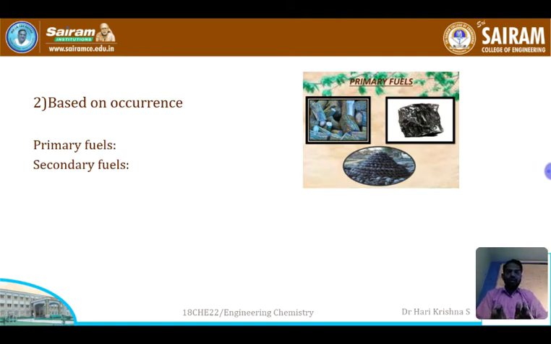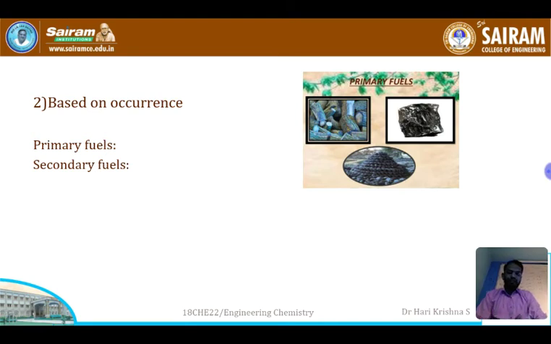What do you understand by primary fuels? All naturally occurring fuels are called primary fuels. It might be wood, coal, or crude petroleum oil. All these occur naturally. So irrespective of the state, we can classify them as primary fuels.